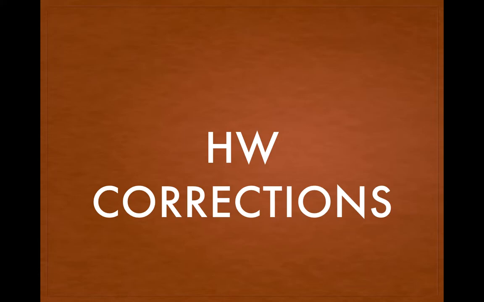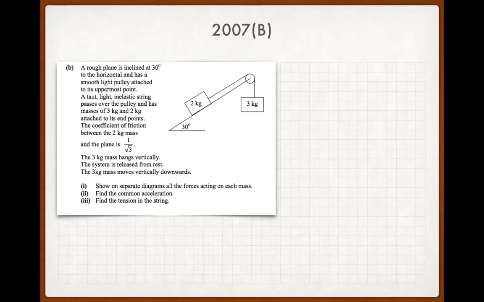Here are your homework corrections, so the work I gave you on Monday the 11th. I gave you a question that said a rough plane is inclined at 30 degrees to the horizontal and has a smooth light pulley attached to its uppermost point. A taut light inelastic string passes over the pulley and has masses of 3 and 2 attached to its endpoints. The coefficient of friction between the 2 kg and the plane is 1 over root 3.